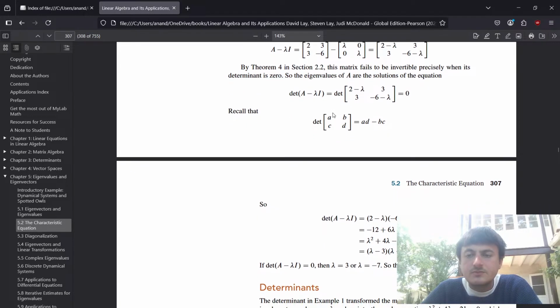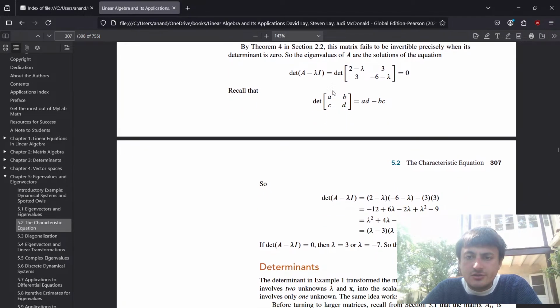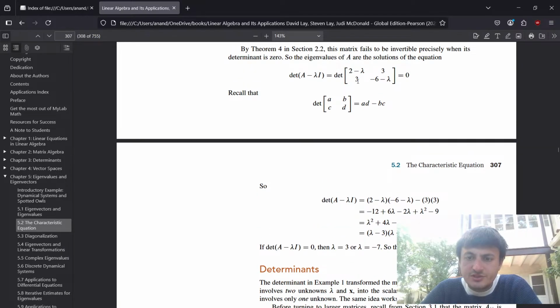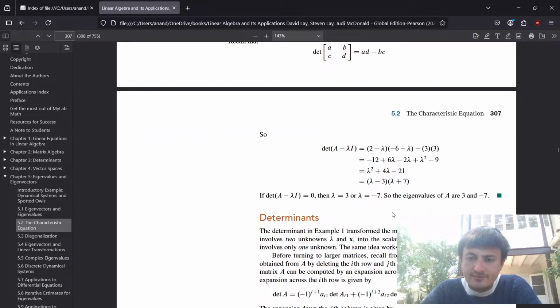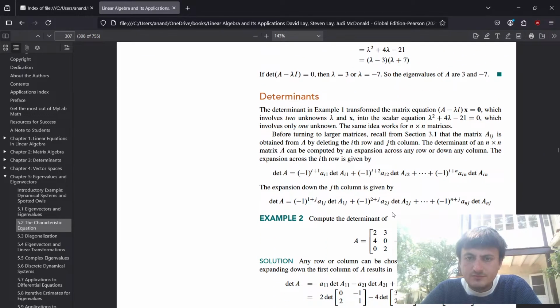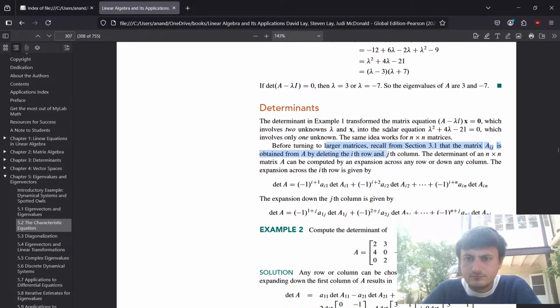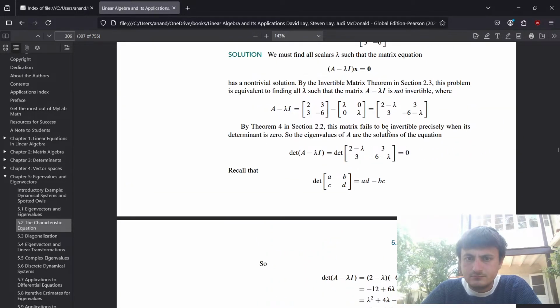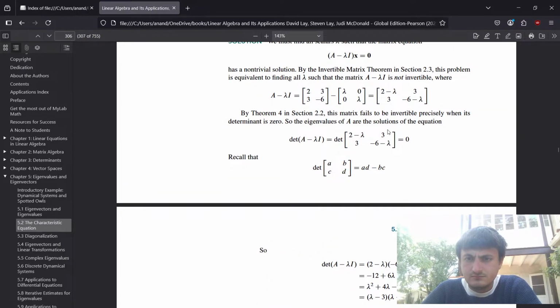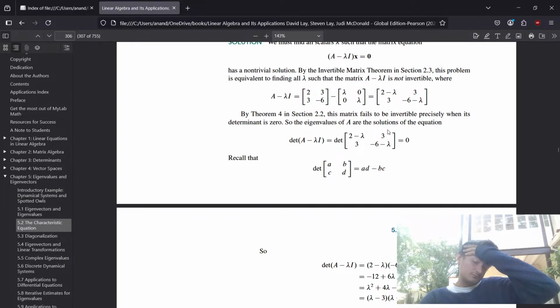So this is the formula for the determinant. So if you compute this determinant, you get a polynomial in lambda. The determinant in example 1 transforms the matrix, which involves two unknowns, lambda and x, into a scalar equation, which involves only one unknown. Yeah. Okay.